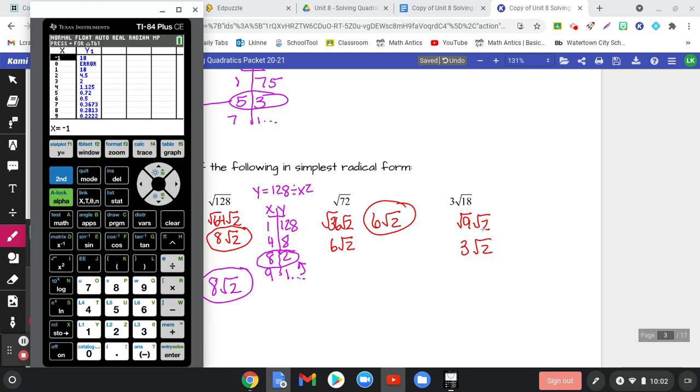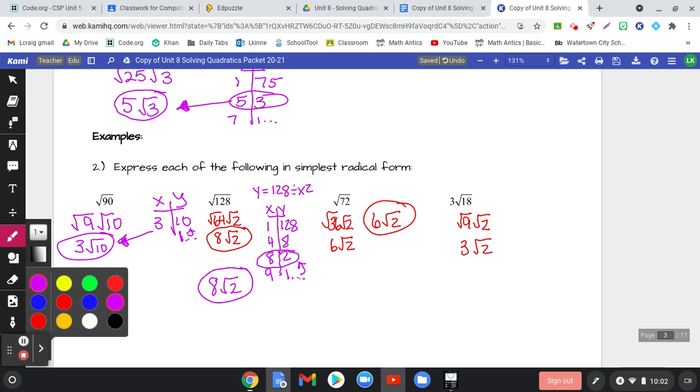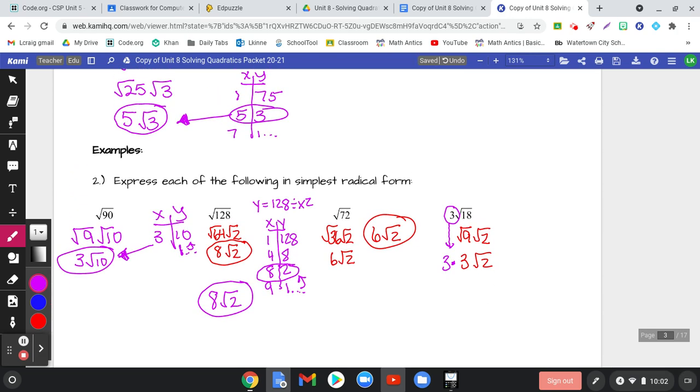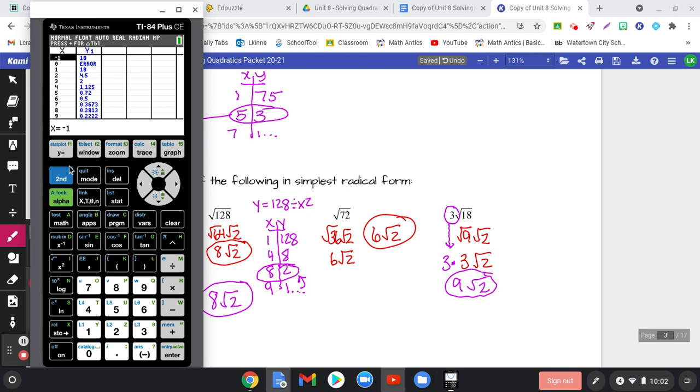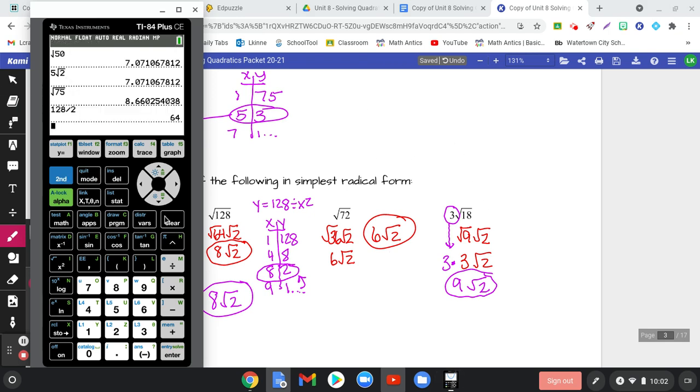But now we have that 3 that was out front to deal with. We can't just forget about it. So remember, whatever's out front gets multiplied. So now 3 is out there with it. 3 times 3 is 9 radical 2. And if you ever wanted to check to see if you did it right, type the original in, 3 radical 18. Again, second mode will get you out of the table. 3 radical 18 gives us this decimal. 9 radical 2, which is what we think our answer is, gives you the same thing. You know you're right.